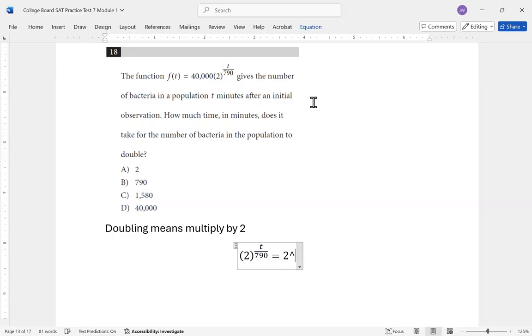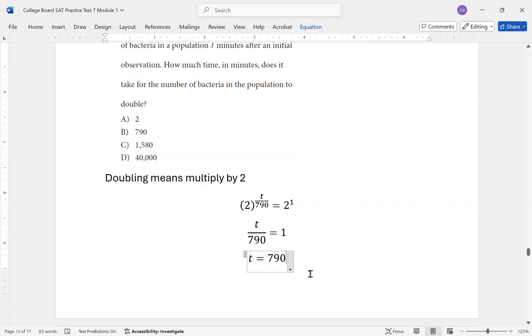Now I'm going to think of that 2 as 2 to the first power, and it's pretty clear that this is going to double when t over 790 is equal to 1. And that's pretty easy to see, that for that to be true, t has to be equal to 790. So 790 is the answer to this question. And obviously 790 is option B. So the answer to question 18 is B, 790.